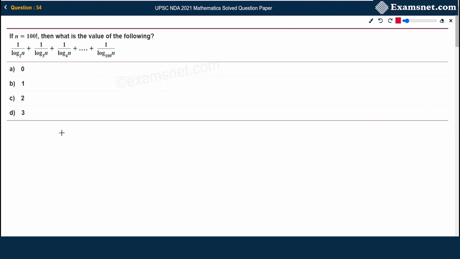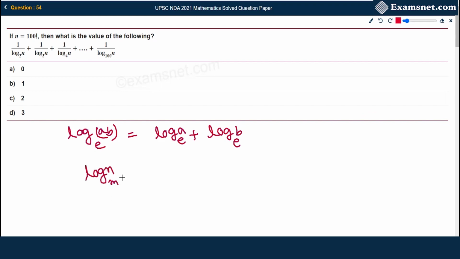First, there are very important formulas in log. The first one I want to write is log ab to the base e. I can write it as log a to the base e plus log b to the base e, right? The log of a product equals the sum of two logs. Also, the change of base rule: log n to the base m equals 1 by log m to the base n, right? Also, one more is log a to the base a equals 1, correct?